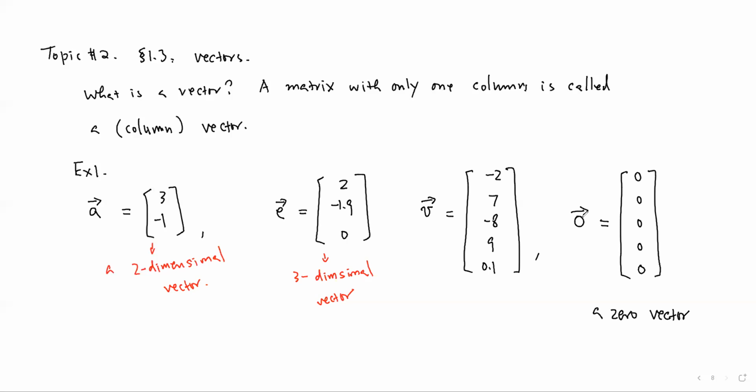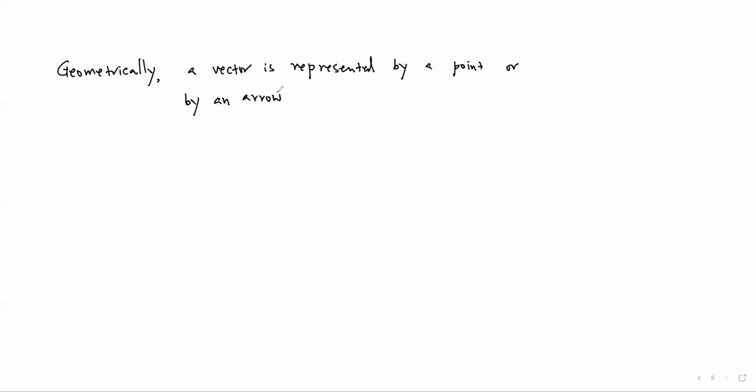Graphically, how to represent a vector? Geometrically, a vector is represented by a point, or by an arrow starting at the origin. Let me show you an example.